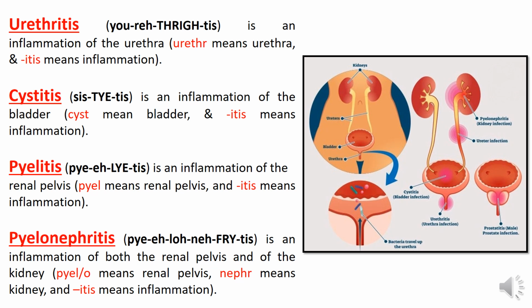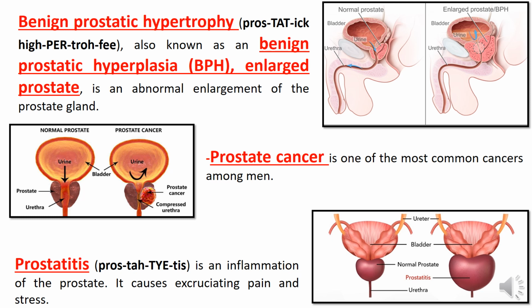Pyelonephritis is different from pyelitis in that it involves the pelvis and the kidney, the parenchyma of the kidney. From infection, now we are dealing with a very common problem, mainly in old age men, which is benign prostatic hypertrophy, also known as benign prostatic hyperplasia or enlarged prostate, where the prostate is enlarged as seen in the figure on the left. It's an enlarged prostate with obstruction of the outlet of the urine bladder.